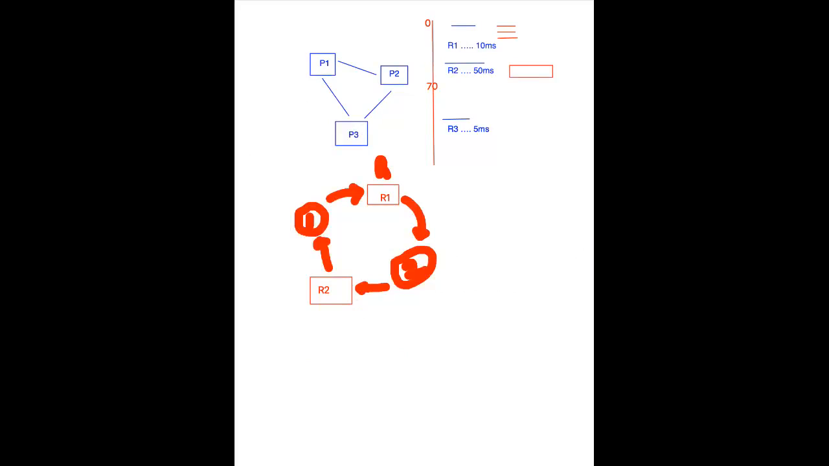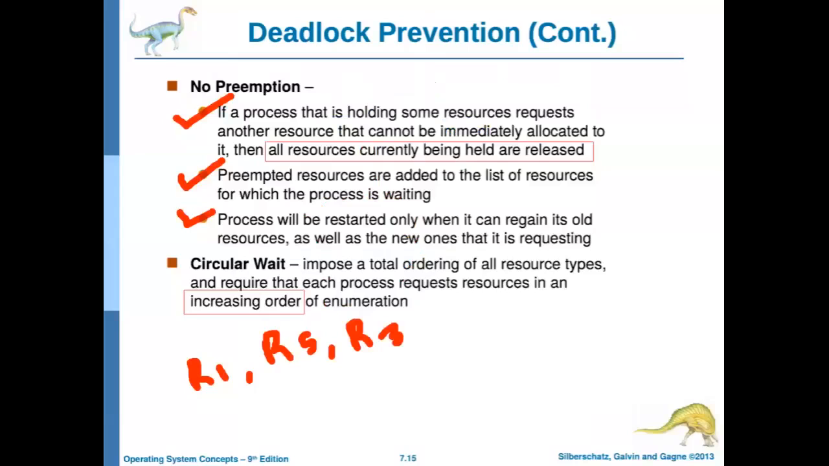Again, if it is the turn of the process, it will ask for R2. That is free, so that will be allocated. Getting it, no? Any doubt in this? Any doubt in this? That is what the total ordering is.